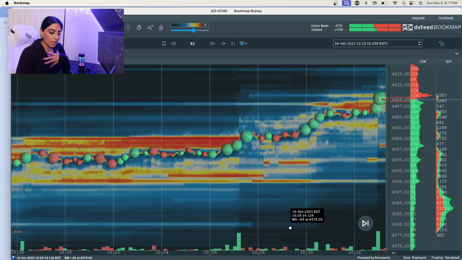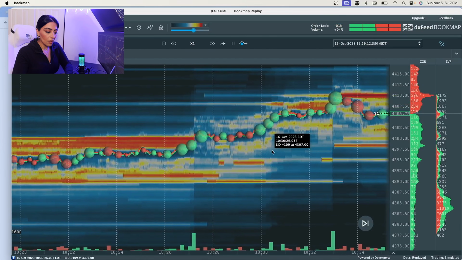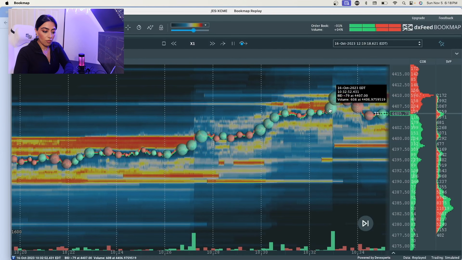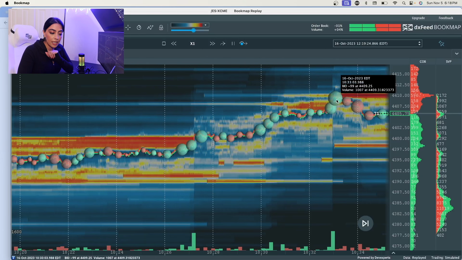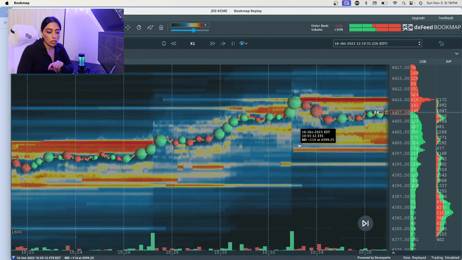And as we see, look at this. Buyers ended up going all the way up to around 4,405, 4,407 here. So you can see 4,407 is where it got filled, this bid. Okay, it even went all the way up to 4,409. Once it hit 4,409, that wall of sellers stepped back in at 4,410 and pushed the stock back down.